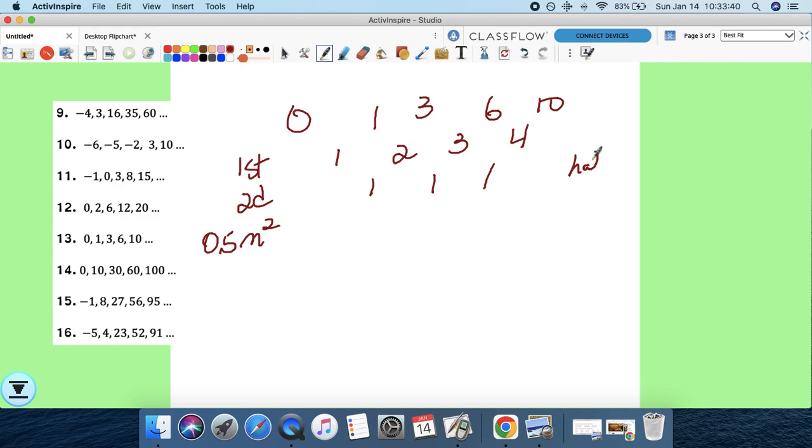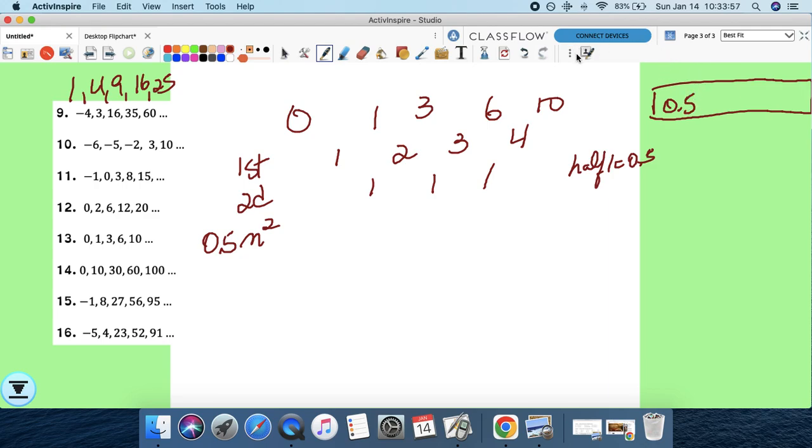Half of 1 is 0.5. So 1, 4, 9, 16, 25. This one has decimals. The quadratic part is 0.5, so half, that's fine too. N squared, whatever you want. I should have written half, but it's okay.